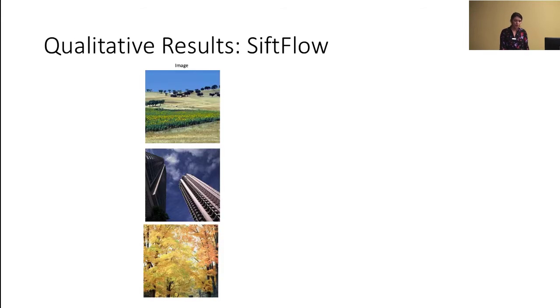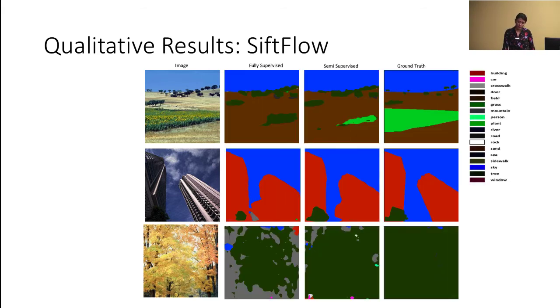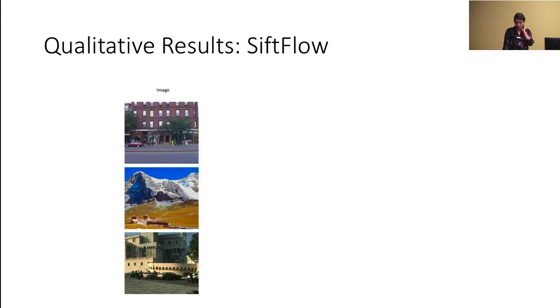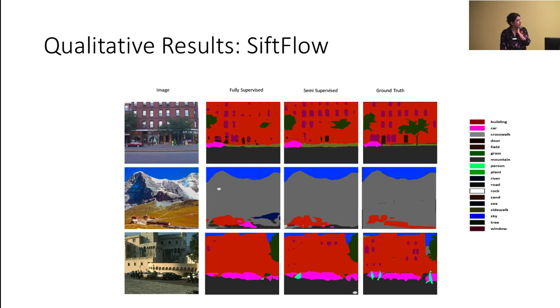These are some qualitative results for the SiftFlow dataset. Again, we improve the results. For example, here, using fully labeled data, at the bottom you can't get the person, but in our method we can find the person. So because of that, the mean accuracy per class gets higher results.